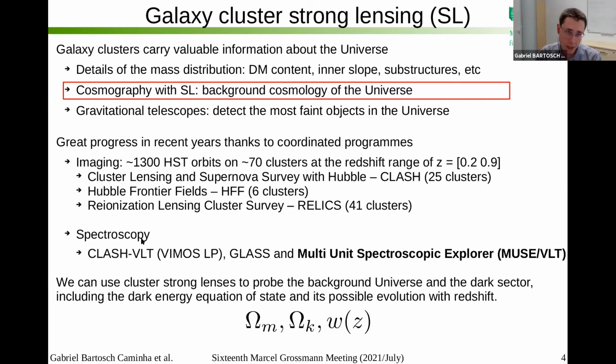And on the spectroscopic side, we have had efforts with CLASH, using slit spectroscopy, also using HST Grism spectroscopy. We have had GLASS. And what's basically changing the game now, as some people mentioned before, is the Multi-Unit Spectroscopic Explorer at VLT, MUSE. And we will be using this good data to constrain the cosmological parameters: omega matter, the curvature, and the equation of state of dark energy.